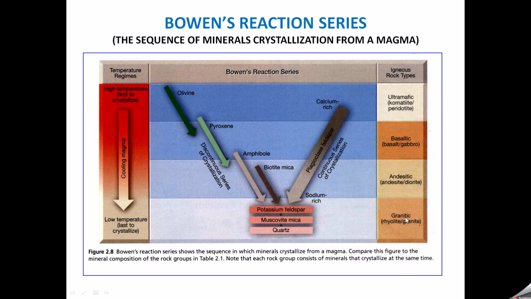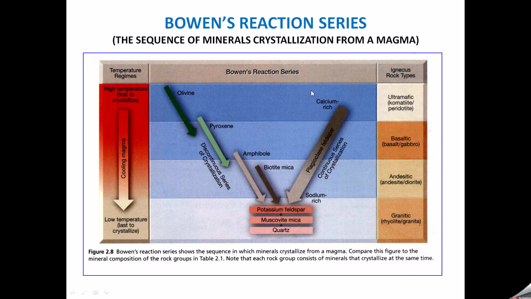And then we get to the granitic rocks, rhyolite and granite, very rich in quartz, muscovite, and potassium feldspar, and they form at lower temperatures. They might have some sodium plagioclase and some biotite, but they are dominantly rich in quartz, muscovite, and potassium feldspar minerals.